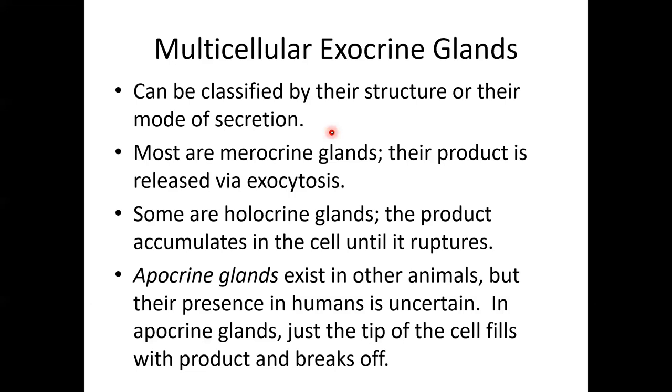Hey, it's something. So there are some of those. And the third type of multicellular exocrine gland is called an apocrine gland. Their presence in people is debatable. In an apocrine gland, the product builds up in a chunk of the cell, and that chunk of the cell breaks off.